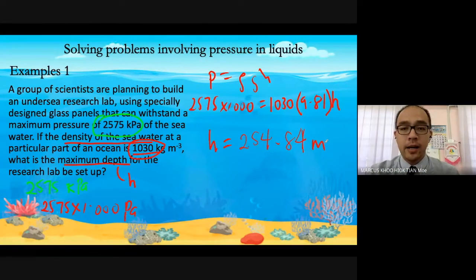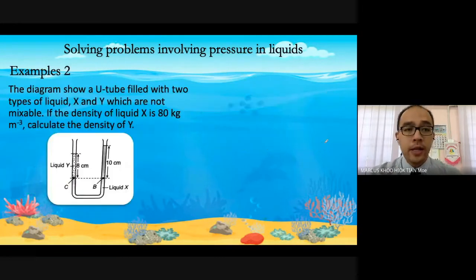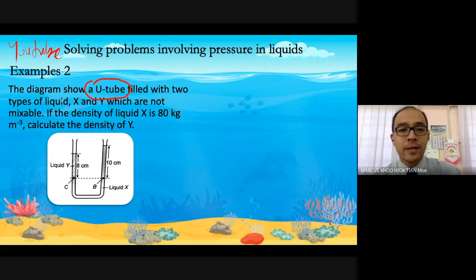Okay, let's continue. So this is a situation slightly different. Now the diagram shows a U-tube, so this is the original meaning of U-tube, not the Y-O-U-T-U-B-E. The U-tube actually comes from this tube, which is in the shape of a U.